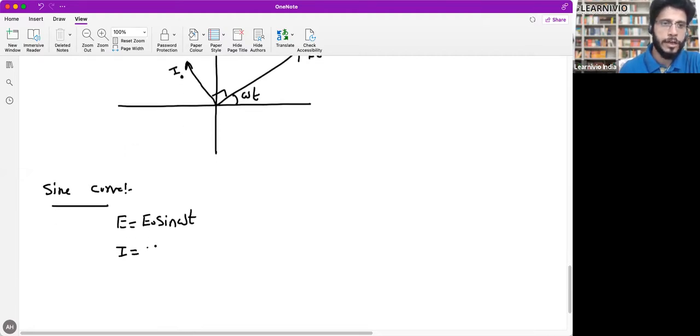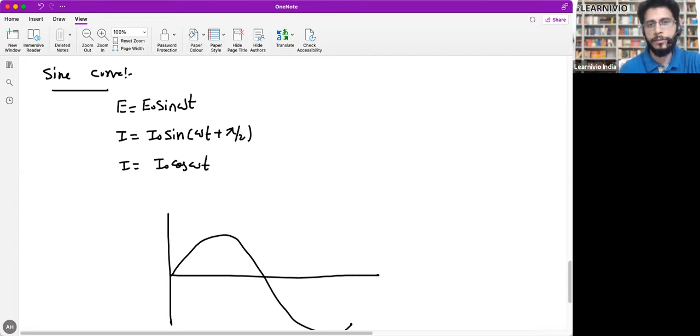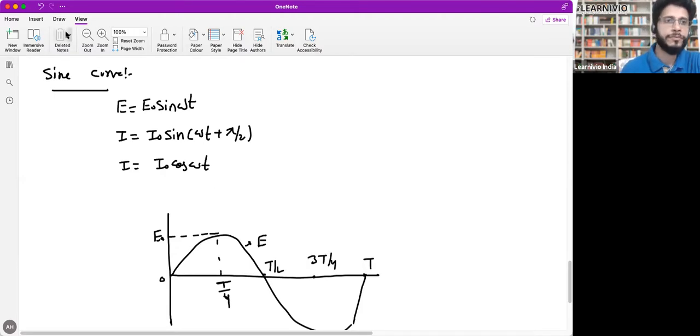For current, it's I naught sine omega t plus pi by 2. So sine omega t plus pi by 2 means cos omega t. The sine curve is for EMF, this is the standard curve, right? This is the sine curve, always for EMF. This is the peak value of EMF. This is 0. This time is T by 4, this is T by 2, this is 3T by 4, and this is T. This is for EMF.